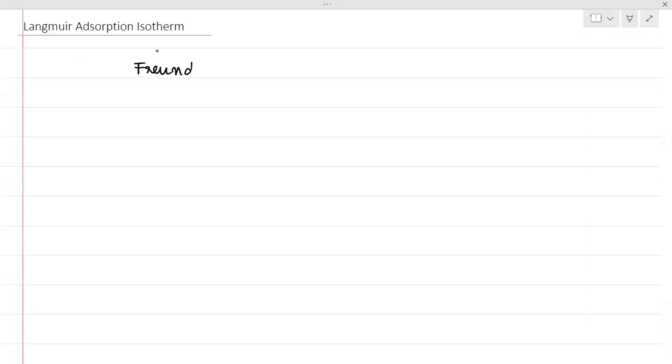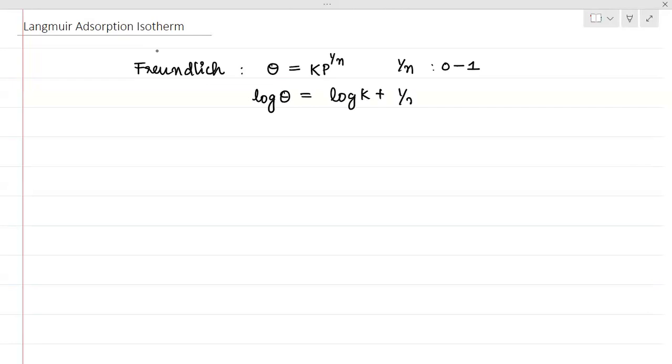and under which what we learned is the extent of adsorption is going to be equal to kp to the power 1 by n, where the value of 1 by n is in the range of 0 to 1. If we take the logarithm of this particular equation, we get log of theta is equal to log of k plus 1 by n log p. This is where we stopped our previous session, with one or two questions as well.